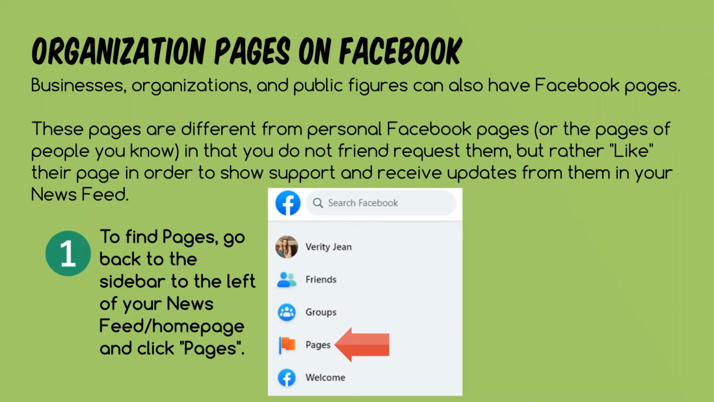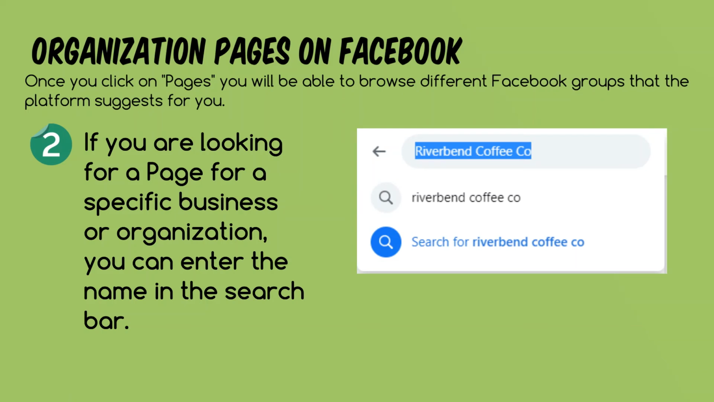So to find pages, you just go back to that left-hand sidebar again on your homepage or newsfeed and click on Pages. Once you click on Pages, you'll be able to browse different Facebook pages that the platform suggests for you.